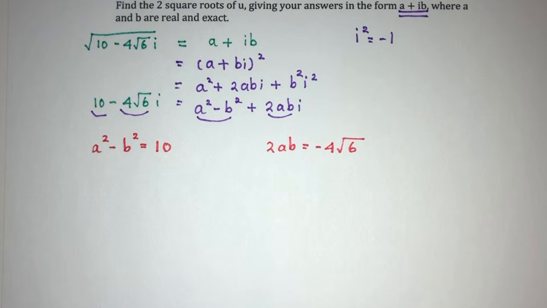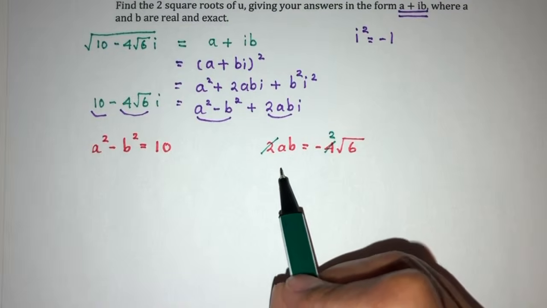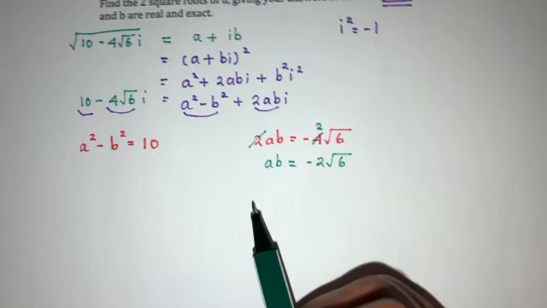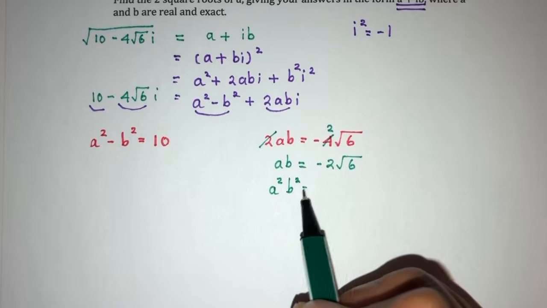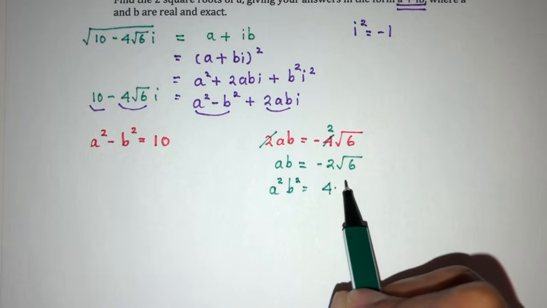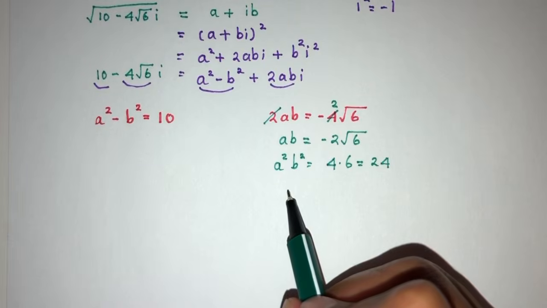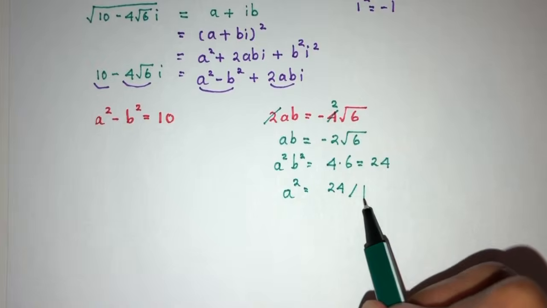So let's see what we can do first. I can try to divide by 2. You have 2 here, 2 here. That will become ab is equal to minus 2 root 6. Let me square both sides. Why not? That will be a squared b squared, that will be 4 times 6, which is 24. So I can make a squared the subject. So a squared will be 24 divided by b squared.